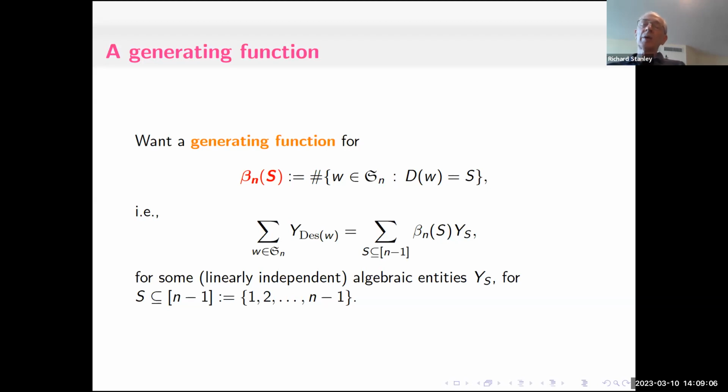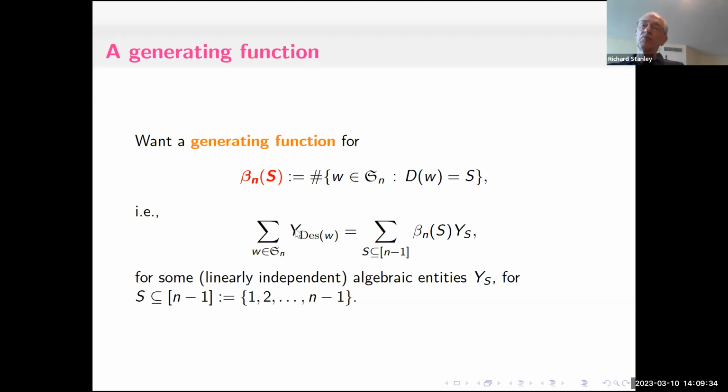Well, what we would like to do is understand how many permutations in S_n have a given descent set, Des(w) equals S, for some fixed set S. We'll call this β_n(S), and we'd like to encode the value of β_n(S) by a generating function.